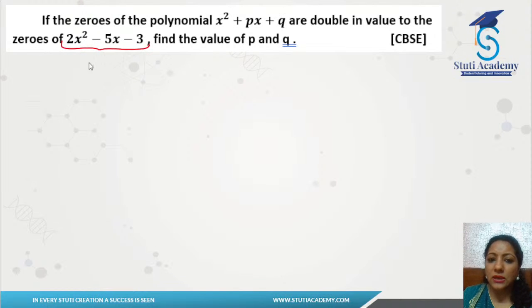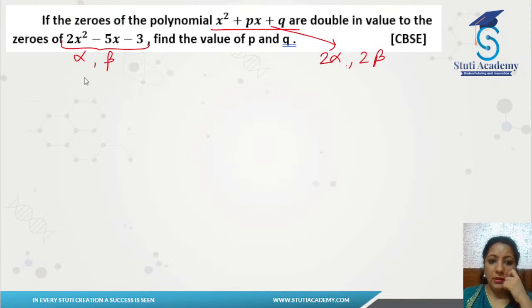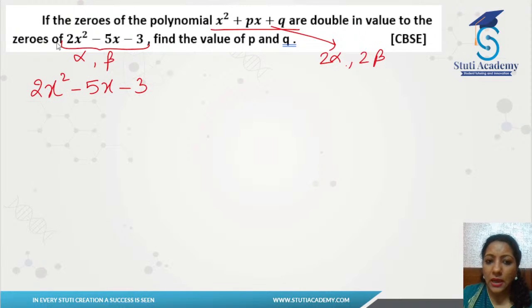So for this one, if I take alpha, beta as the zeros, so for this one, the zeros would be 2 alpha, 2 beta because they're given to be double of this one. Now we have 2x square minus 5x minus 3. I'm writing this polynomial. I know that alpha and beta are zeros of this polynomial. I've taken them as alpha and beta. So the sum of the zeros here is minus b upon a, that is minus of minus 5 upon 2, that's 5 by 2.